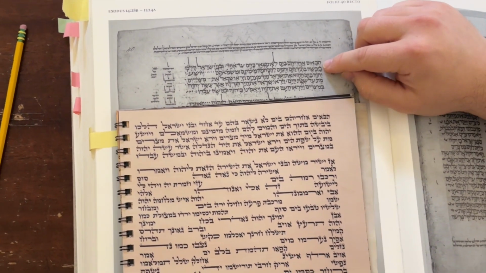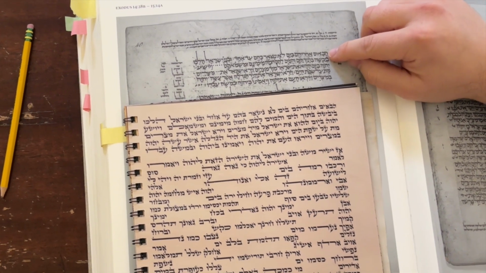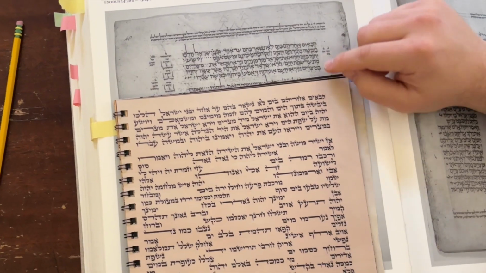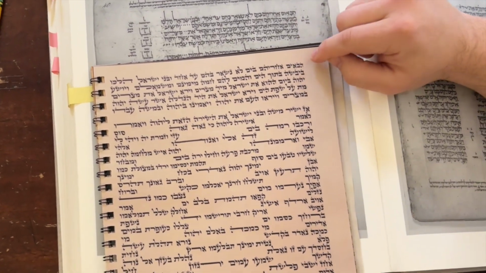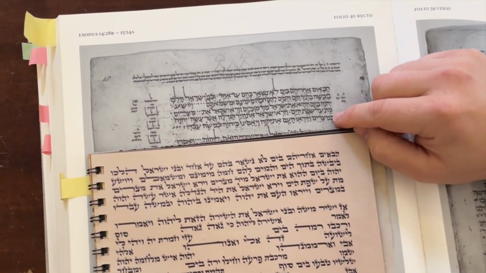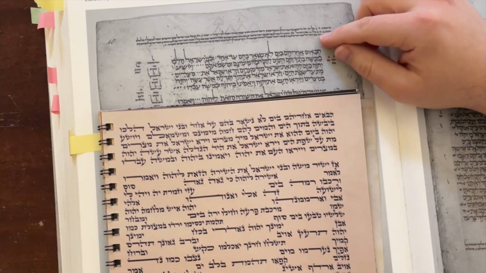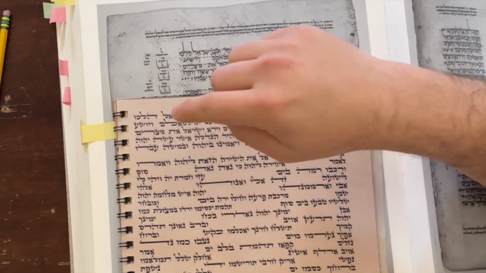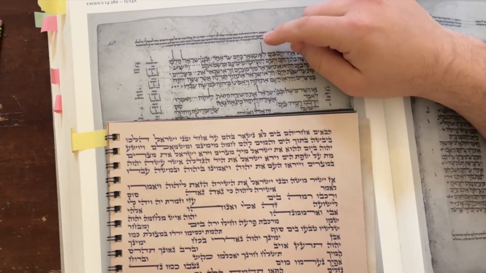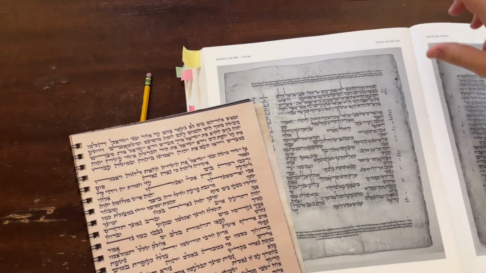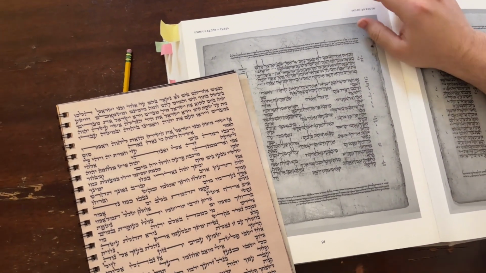Let's take a look at the first word on each line. Haba'im, haba'im. Bayabasha, bayabasha. Adonai, Adonai. Mate, mate. B'Mitzrayim, B'Mitzrayim. So the exact lines are lined up perfectly between this and this. And so codices like this were influential in making sure that people knew how to write a Torah scroll.